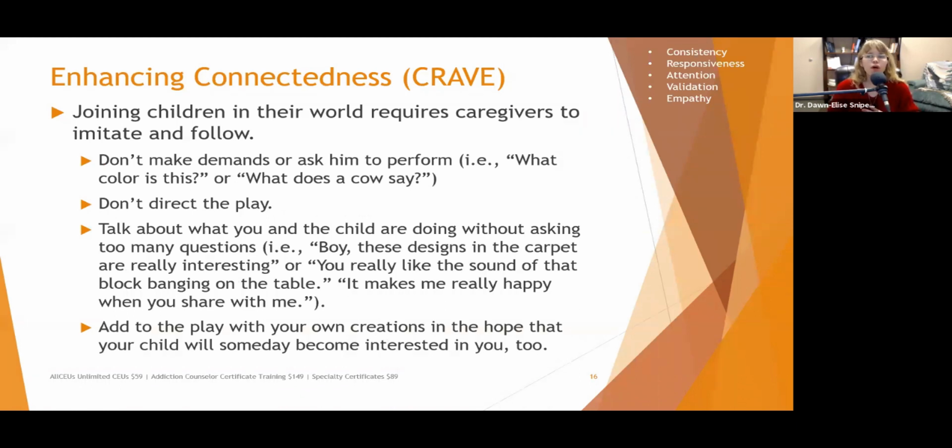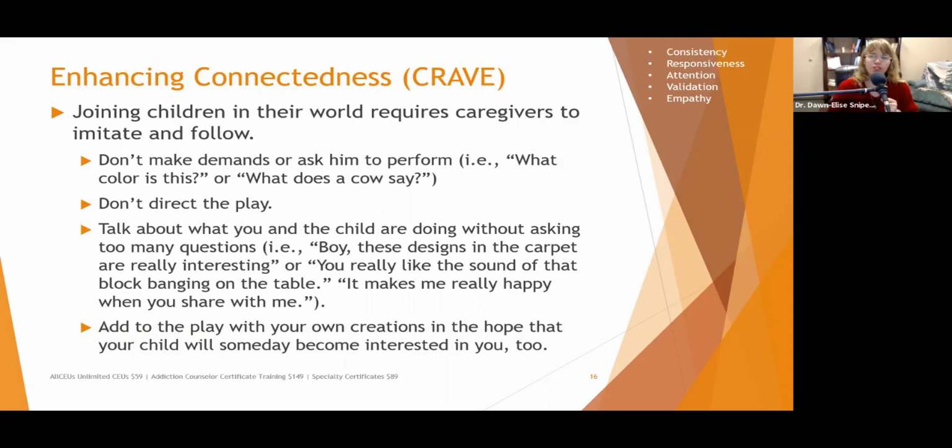Talk about what you and the child are doing without asking too many questions, like saying, boy, the designs in this carpet are really interesting, or you really like the sound of that block banging on the table, don't you? Or something like, it makes me really happy when you share with me. You are just narrating your experience. You're not asking for the child to have to communicate, and they can choose to if they want to.